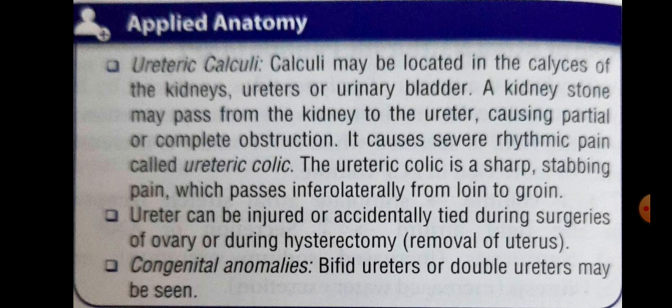Ureteric colic is a sharp stabbing pain which passes inferolaterally from loin to groin. The ureter can be injured or accidentally torn during surgeries of the ovary or during hysterectomy. Congenital anomalies such as bifid ureter or double ureters may be seen in some conditions. Applied anatomy is not important for you, but to give an idea, I pasted a slide. It is not important, you just must know what is what.